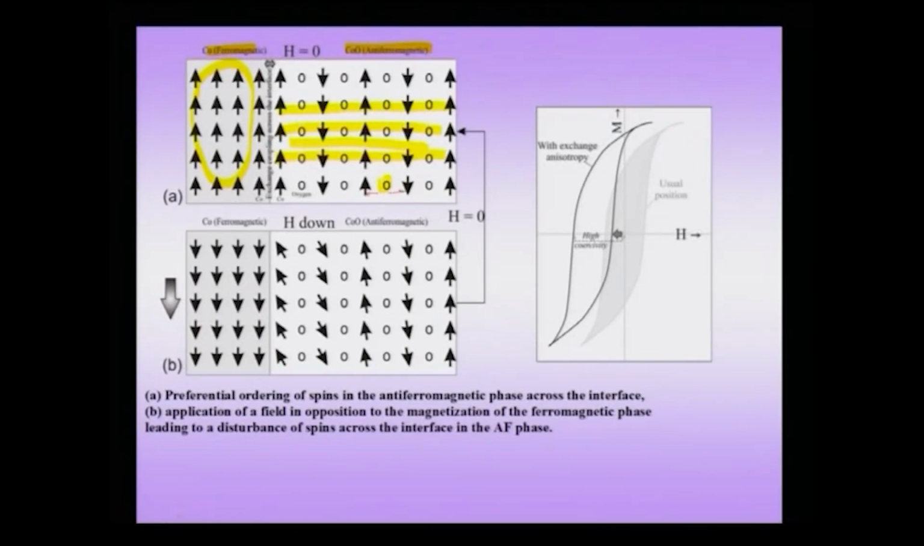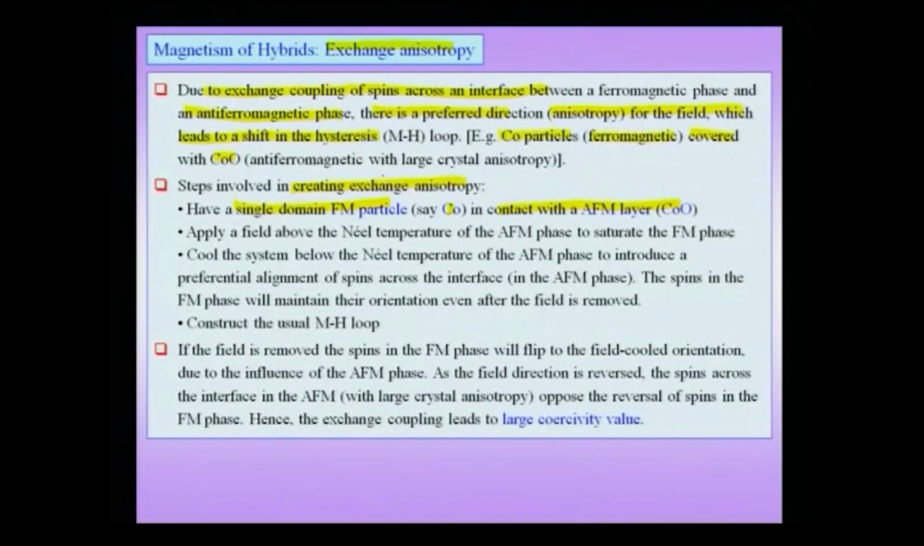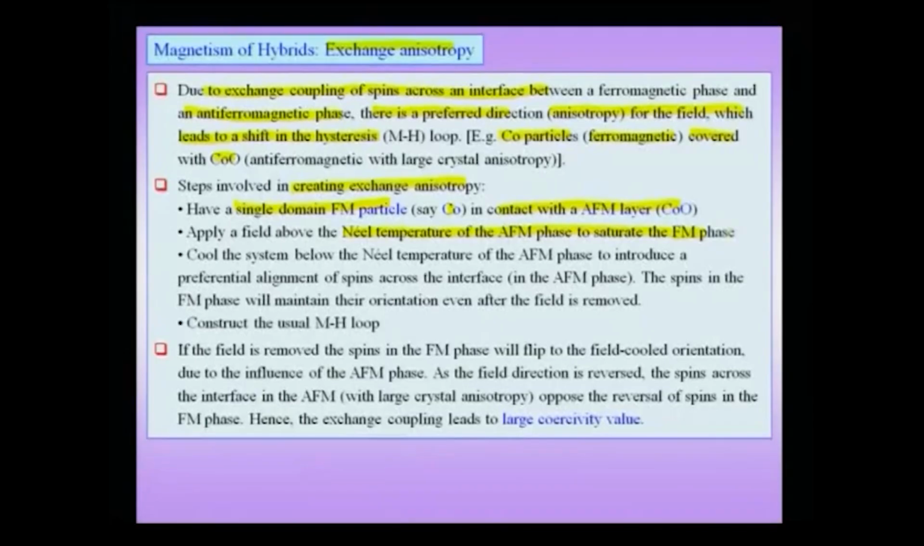So, that means that this coupling between the two, the antiferromagnetic coupling, is mediated by a super exchange, wherein oxygen plays the important role. Now, what we do is that we take the system above the Néel temperature of the antiferromagnetic phase and saturate the ferromagnetic phase. That means, now above the Néel temperature, the antiferromagnetic phase has become a paramagnetic phase, and above that we saturate the ferromagnetic phase. Now, when we cool the system below the Néel temperature of the antiferromagnetic phase, we introduce a preferential alignment of spins across the interface in the antiferromagnetic phase.